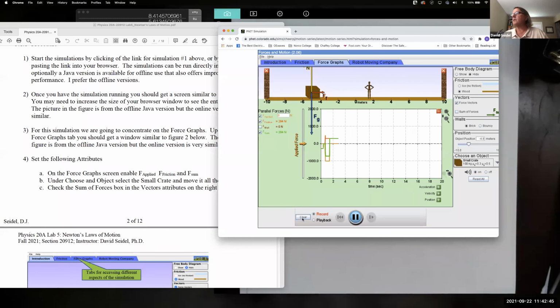Now I'm going to start applying a force this way. A bit more, a little bit more, a little bit more, a little bit more. And look what happened right when I got to that point. Now it's accelerating. And then I let it go.